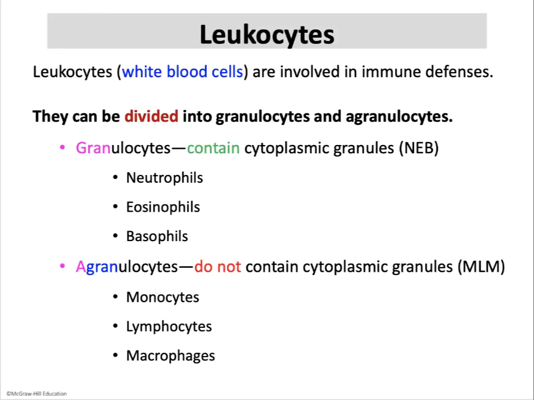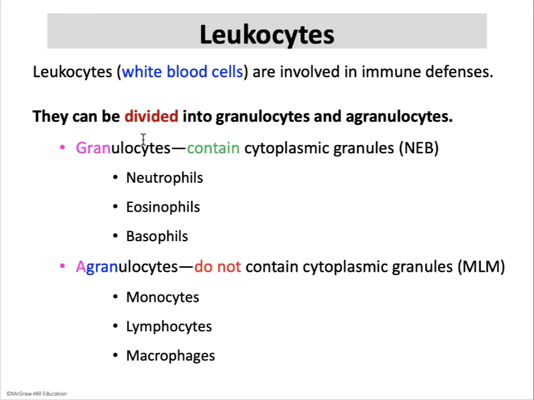Turning our attention next to the small percentage of white blood cells that are present in blood. These are known as leukocytes, and their main purpose is to assist the immune system in its function. Leukocytes can be divided into 2 groups based on morphological examination under the microscope. The first group are called granulocytes, because in their cytoplasm they contain granules. These are the neutrophils, the eosinophils, and the basophils, NEB for short.